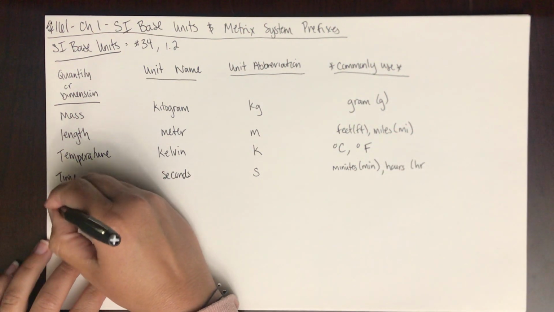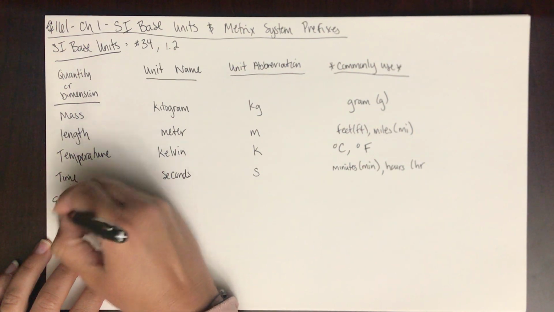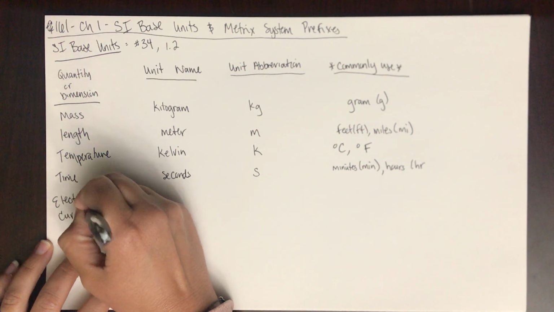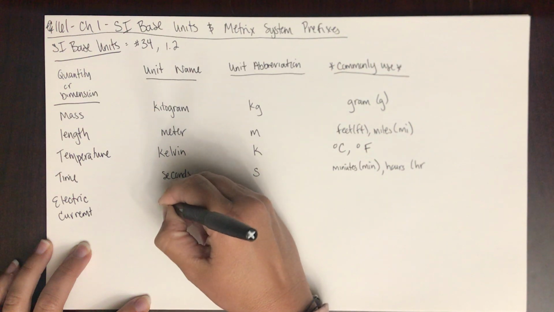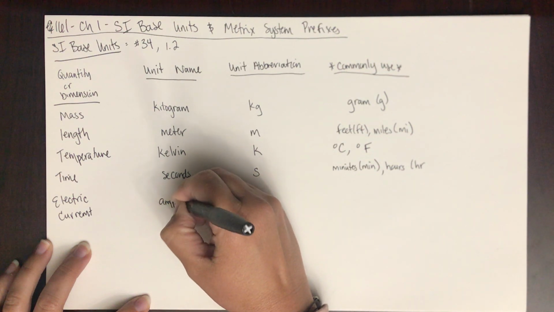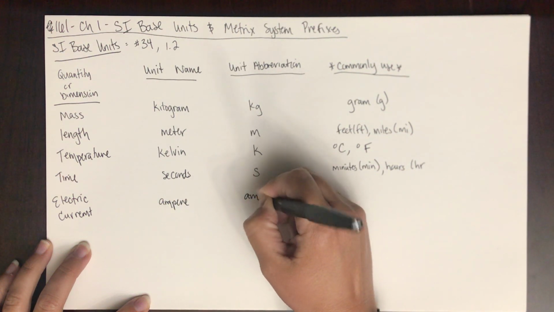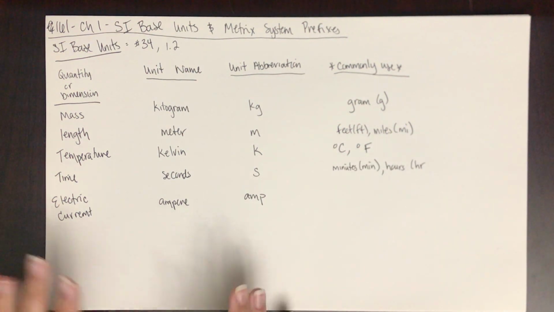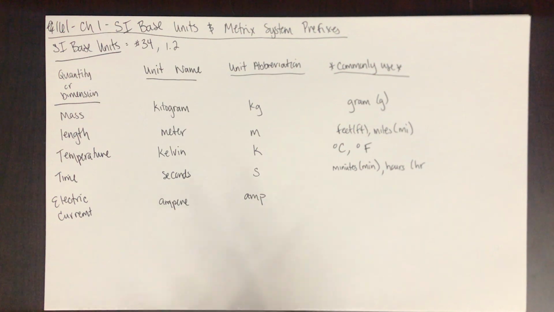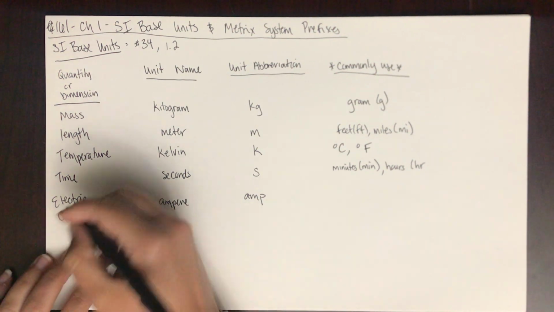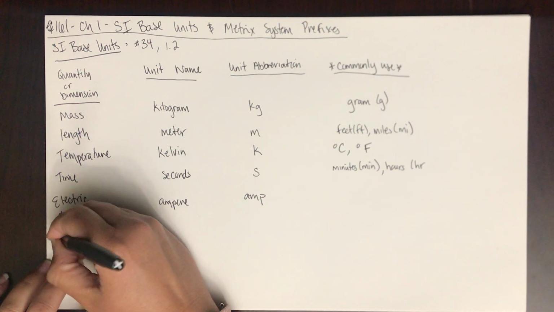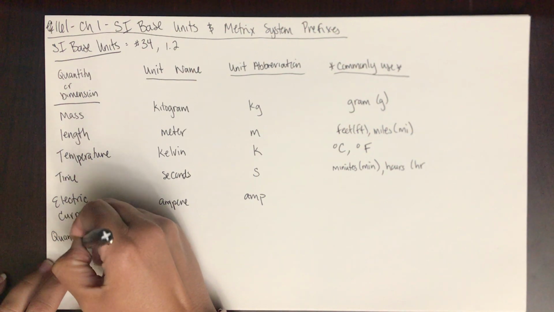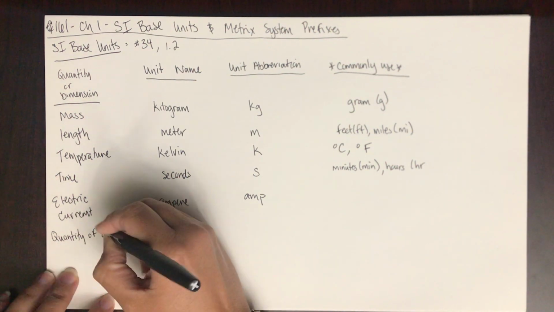Next is electric current. It uses something called an ampere or an amp, and we won't use anything else for electric current. We won't even talk about electric currents this quarter. The last thing is quantity of a substance.